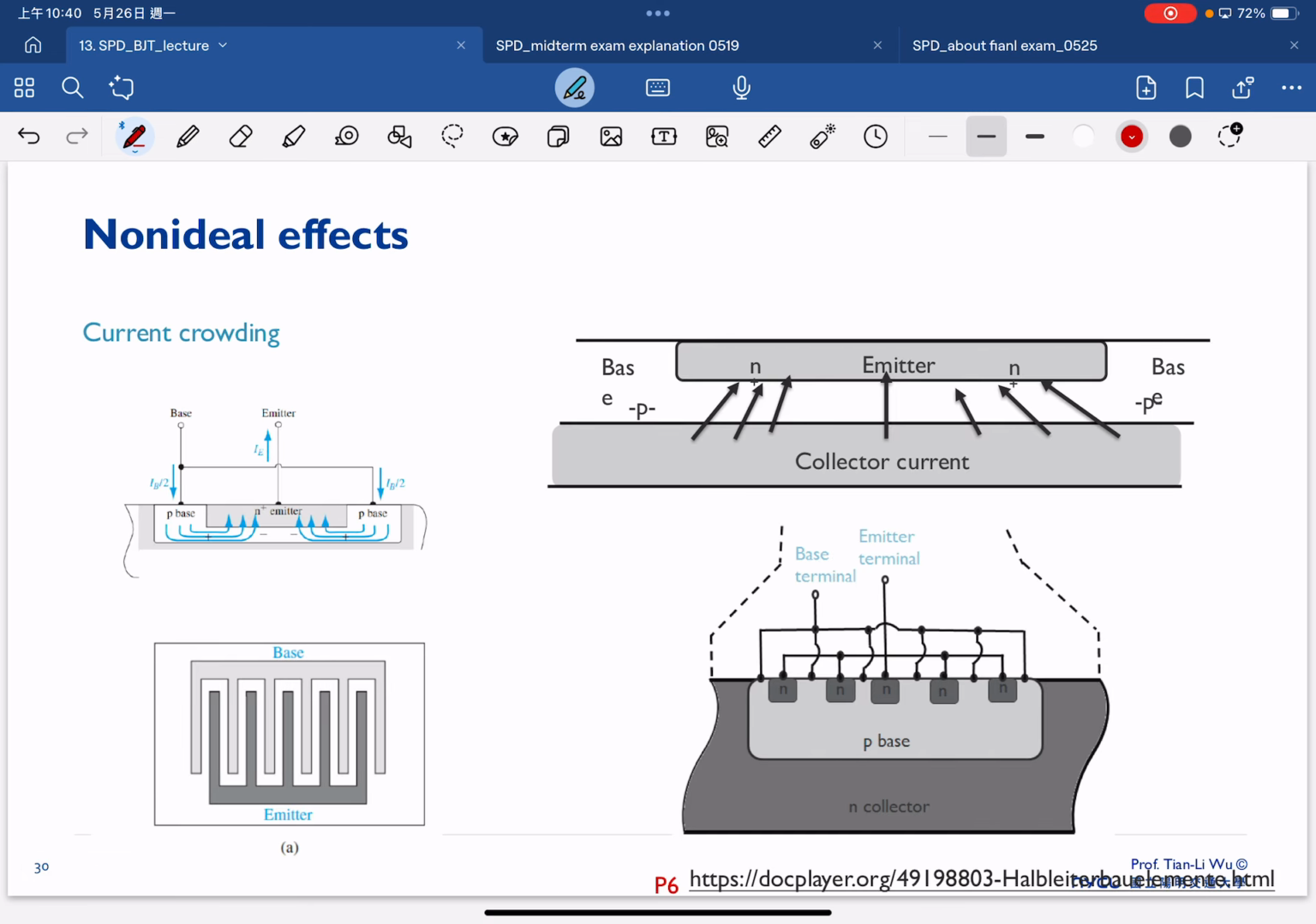Another non-ideal effect in the BJT is what we call current crowding. If you look at the typical case for the BJT, we have already mentioned that this is a real situation of how we try to fabricate the BJT here. Then we can easily figure out that there will be huge current crowding at the edge, and the current has difficulty flowing to the middle side. This is what we call the current crowding effect.